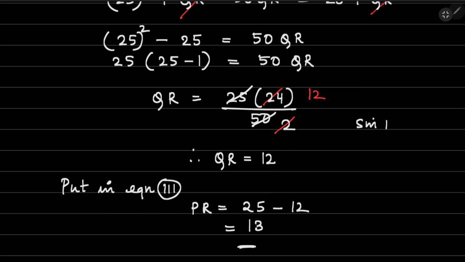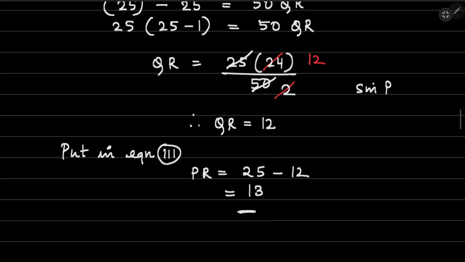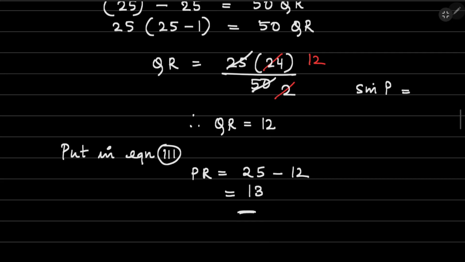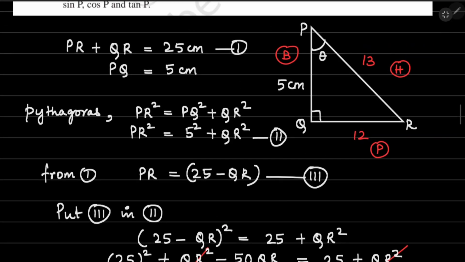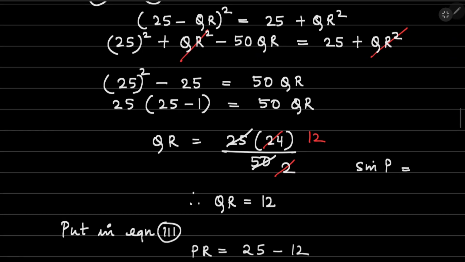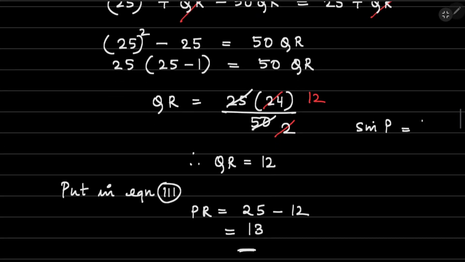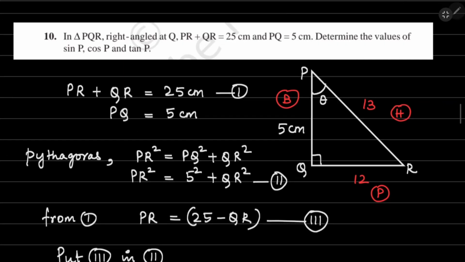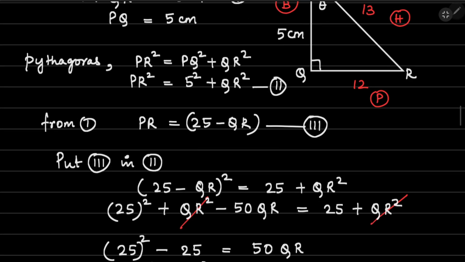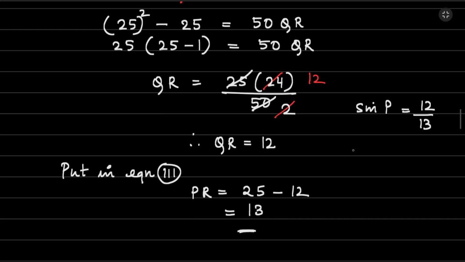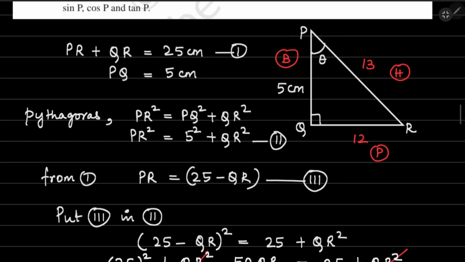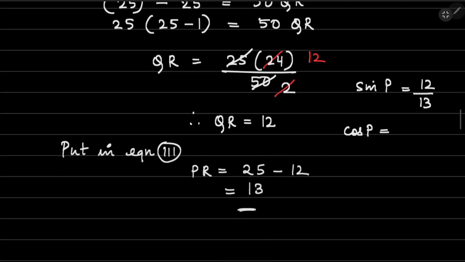So sine P is equal to P by H. What is P by H? 12 by 13. Sine P is nothing but 12 by 13. What else is asked? Cos P, B by H, 5 by 13. So cos P is nothing but base by hypotenuse, 5 by 13.